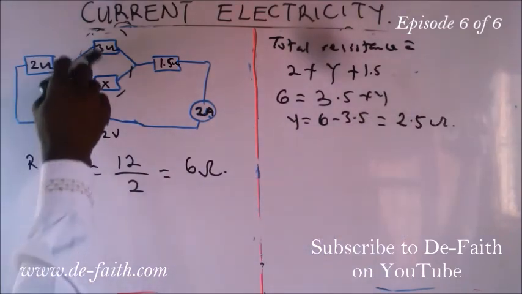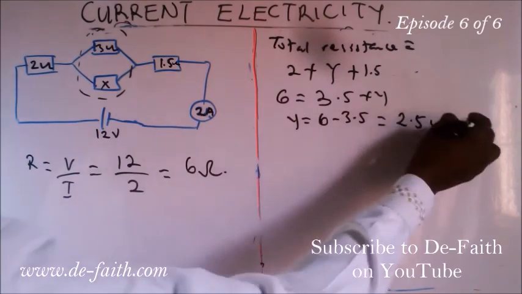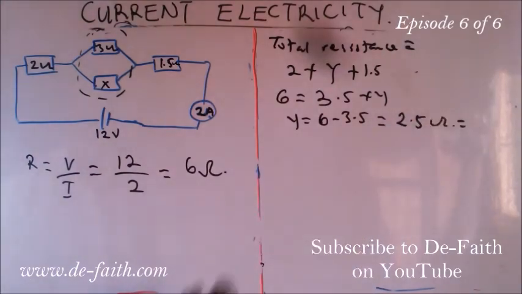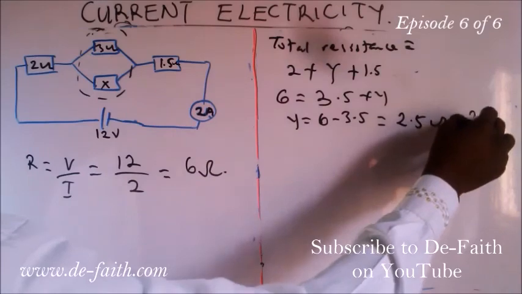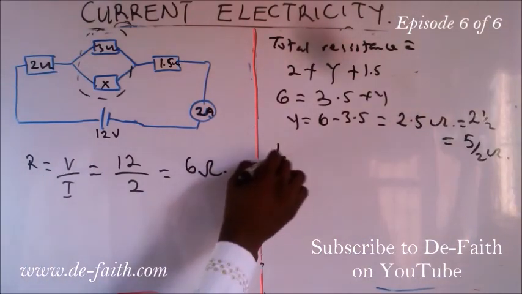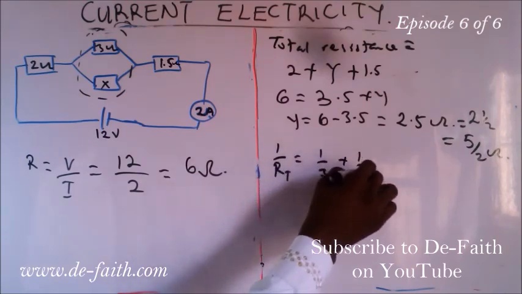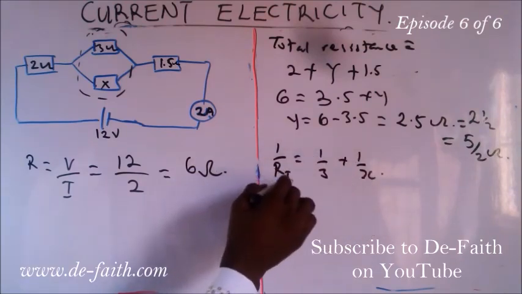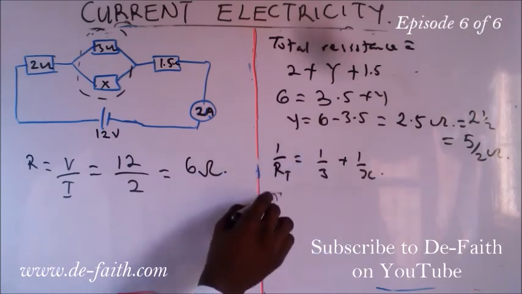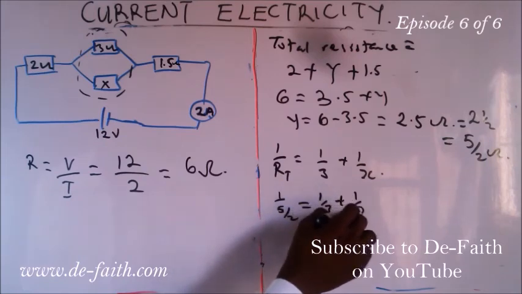When we add this parallel resistance, we will get 2.5. So let's write this 2.5 as a fraction. That will be 5 over 2 ohms. So we now have 1 over RT equal to 1 over 3 plus 1 over x. Now our RT here is 5 over 2. So we have 1 over 5 over 2 equal to 1 over 3 plus 1 over x.